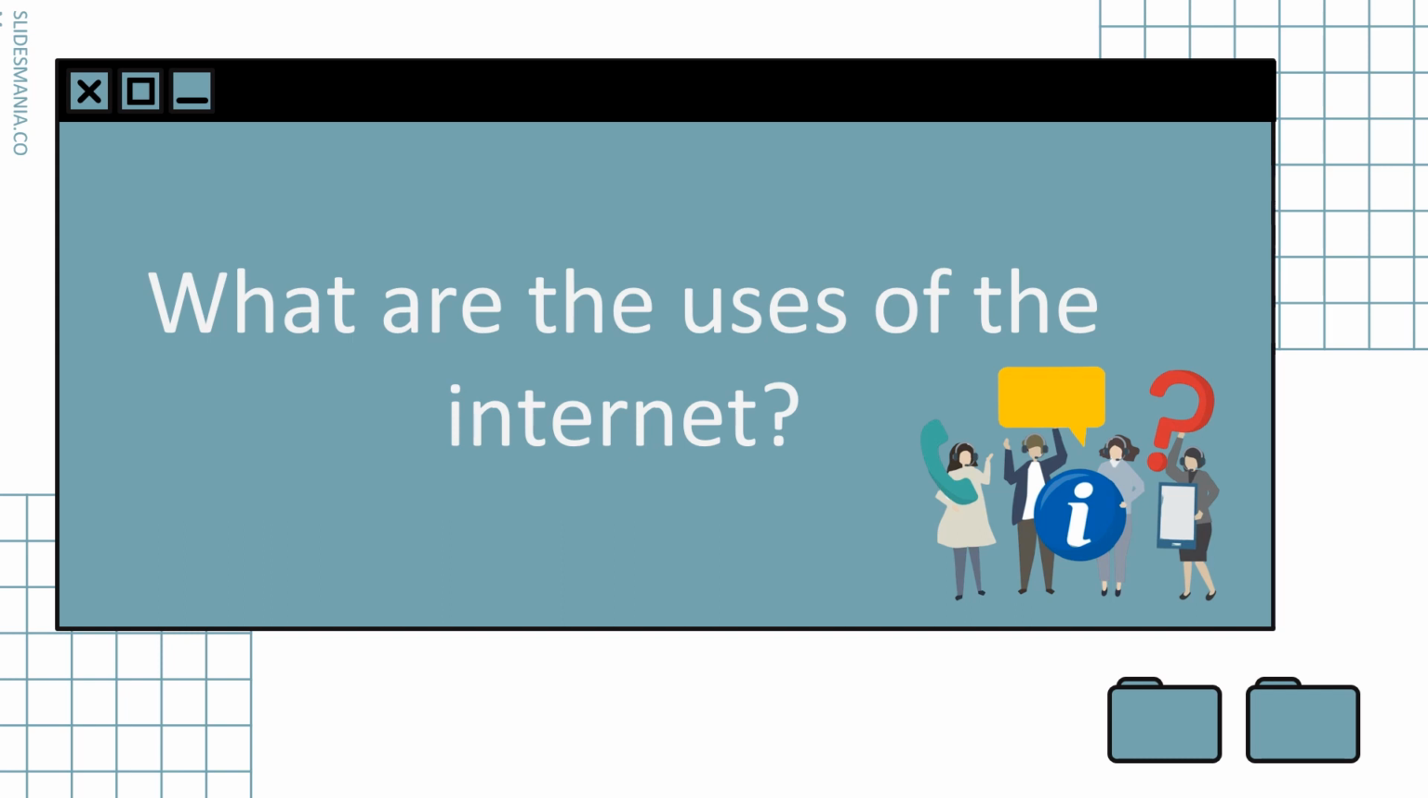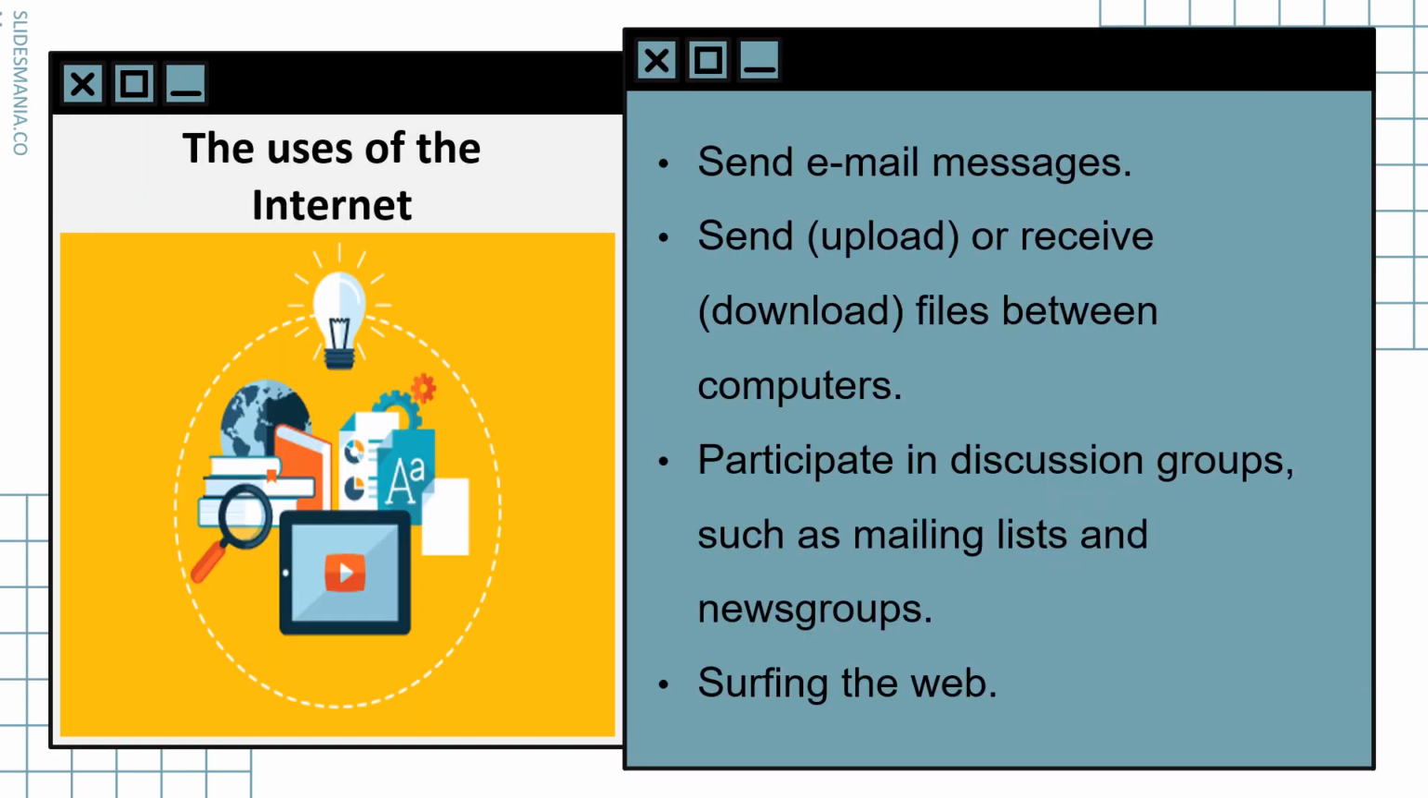What are the uses of the internet? Number one is send email messages, send or receive files between computers, participate in discussion groups or yung collaboration and communication, and the last one po is surfing the web. So yung mga simpleng pag-browse nyo po sa Facebook, sa Instagram, panonood po ng YouTube, na under po yun ng surfing the web.